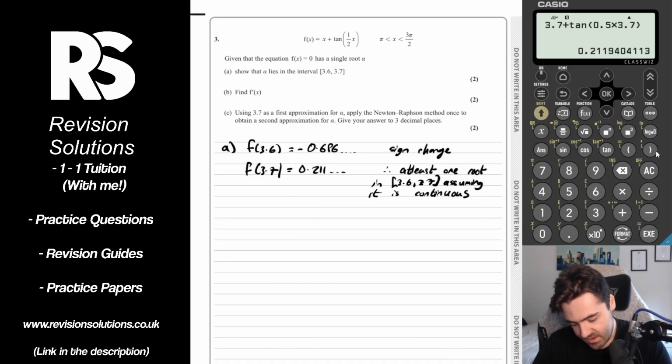Then it says find f dash of x. So f dash of x for part B. The first bit in x just differentiates to 1. Then for the second bit, we need to worry about the chain rule because we don't just have an x here. We need to worry about that half x. So if we differentiate the inside first, a half x just becomes a half. And then the derivative of tan is sec squared. So it would be half of sec squared of a half x.